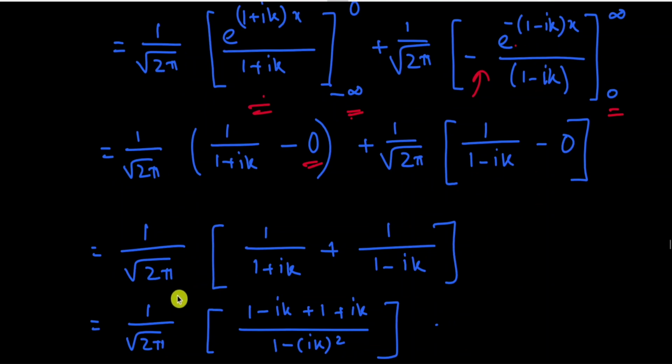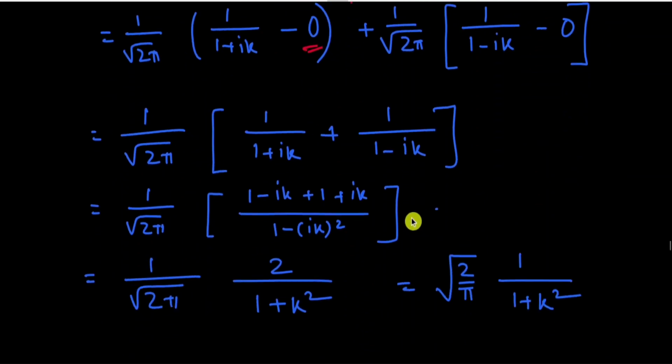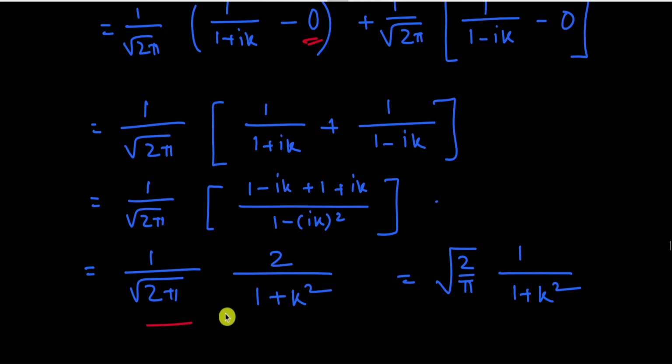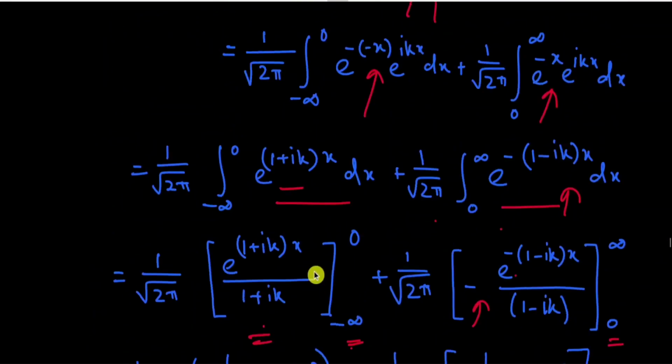So this is equal to 1 by root 2 pi times (1 by 1 plus ik plus 1 by 1 minus ik). This gives 1 by root 2 pi times 2 by 1 plus k square. So this is equal to root over 2 by pi into 1 by 1 plus k square. So this is the correct answer for the question.